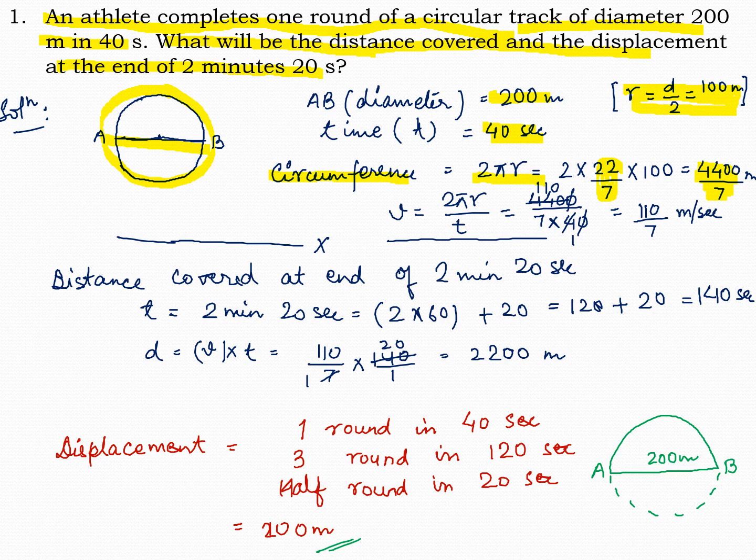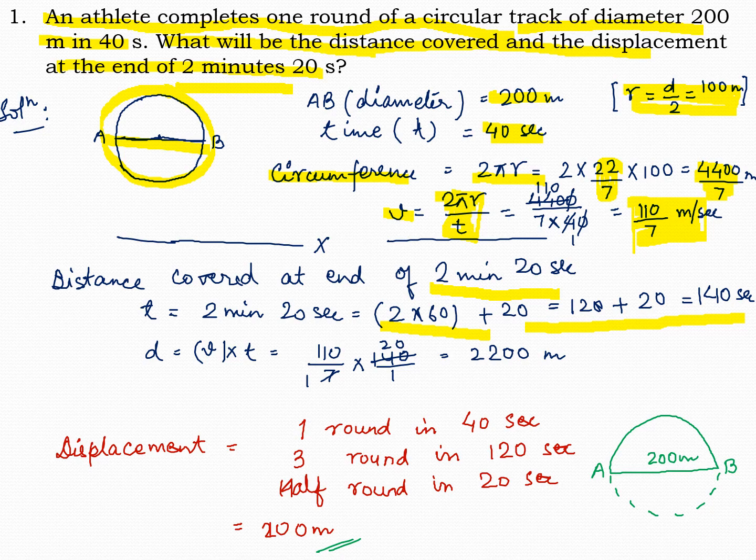Now with the circumference, we will calculate the velocity. Velocity is given by 2 pi r by t, which on solving will give us the final velocity as 110 by 7 meter per second. Now they are taking the total time as 2 minutes and 20 seconds. So 2 minutes and 20 seconds will be equal to 140 seconds, isn't it? So this is the total time.